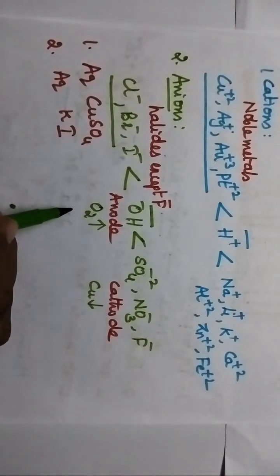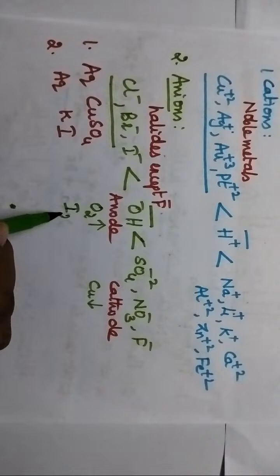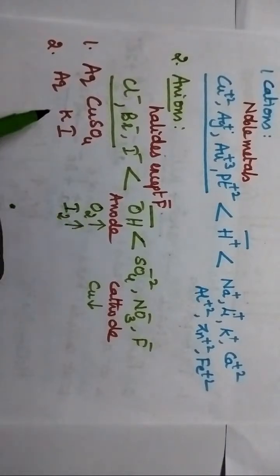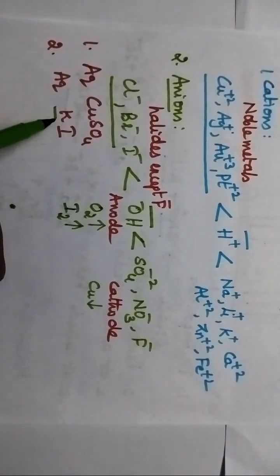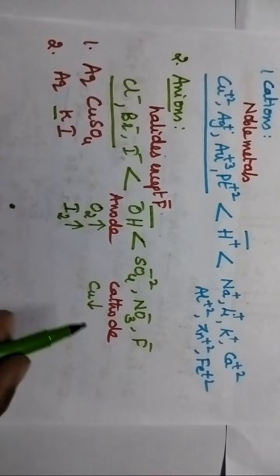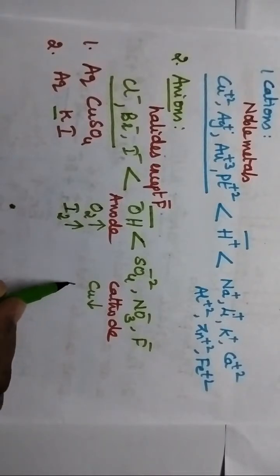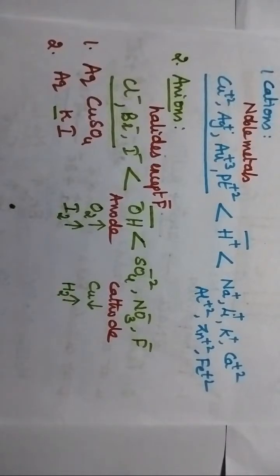Yes. No change takes place at the anode. Iodine will be liberated. But here the metal is other than a noble metal, and hence what happens? At the cathode, hydrogen gas will be liberated.